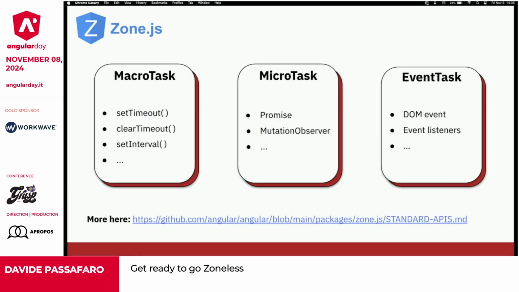Thanks to Zone.js, Angular is able to track a lot of APIs, such as macro tasks, micro tasks, and event tasks. This is possible because Zone.js allows the framework to create something called a zone, which is an execution context where Angular can detect every event that is happening inside the application.